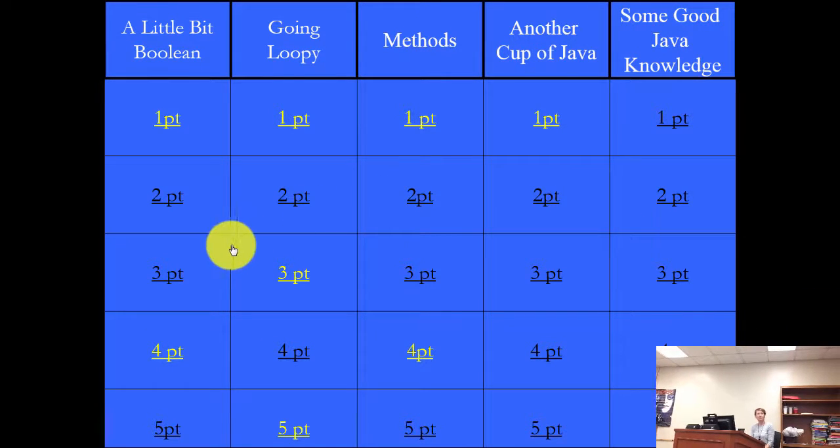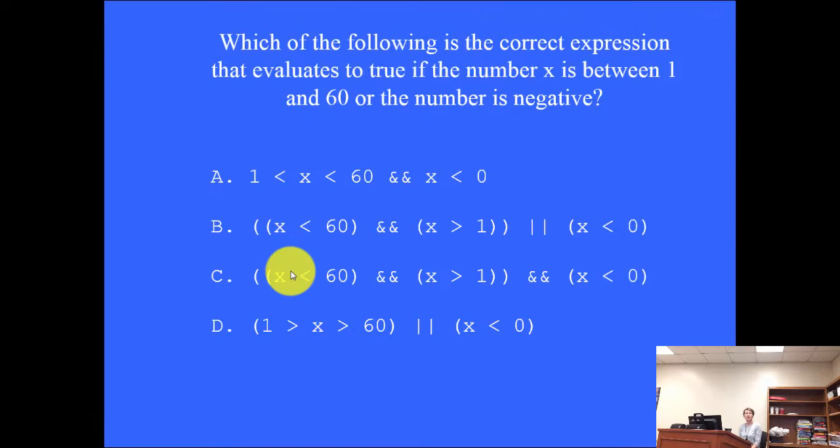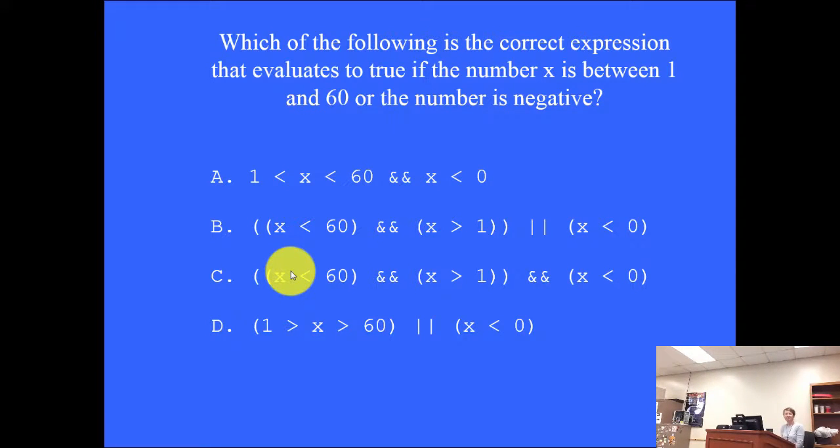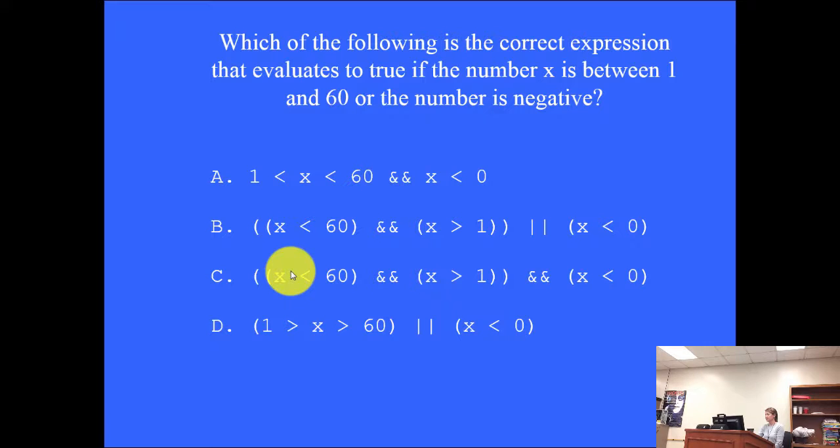Which of the following is the correct expression that evaluates to true if the number x is between 1 and 60, or the number is negative? So. B. Yes. Do you guys see why? Yeah. So you know that this has to be the or, because it says or the number is negative. So you know that this one's out. Okay. And this one's out. And then between 1 and 60. Okay, cool. Good.